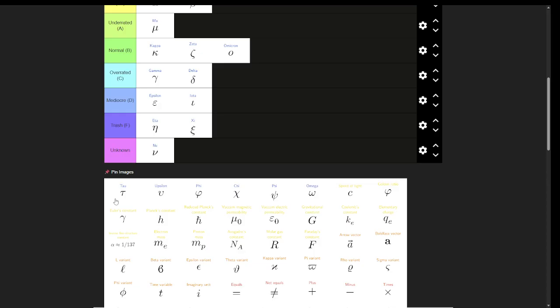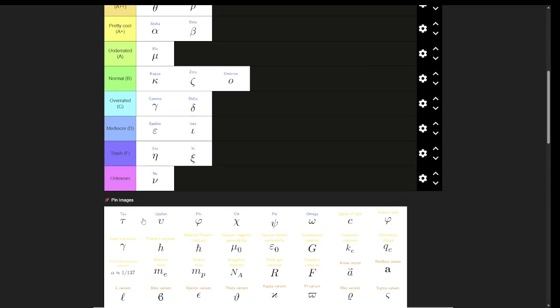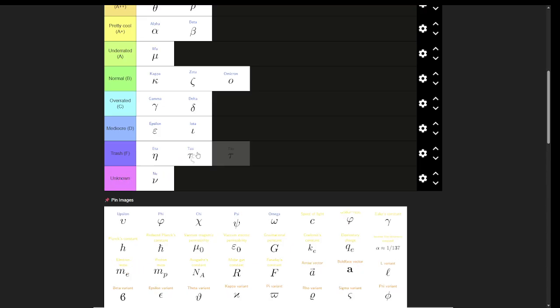Now Tau, I don't know. But, okay, now we're getting constants. But what are these little things? Okay, oh, I see. I thought Tau was for that. Alright. Tau, it's alright. I'm putting it in mediocre. I'm going to put it in overrated a bit. Because I just don't think they're as cool as Omicron, Kappa, and Zeta, but it's easy to remember, and if it's easy to remember, I like it.